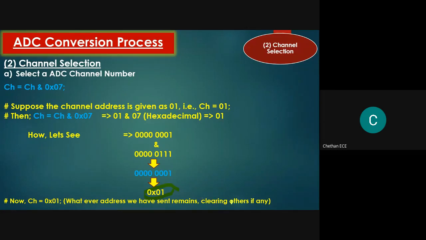Similarly, it clears others if any. If any other channels are selected, they can be neglected by clearing them. Suppose we want to use ch as 06, what is the result after performing the logical AND operation with 06? The same 06 will be captured from the ch variable. Therefore, by performing the AND operation with 07, we get the desired channel number and clear other channels, if any, which were previously used.